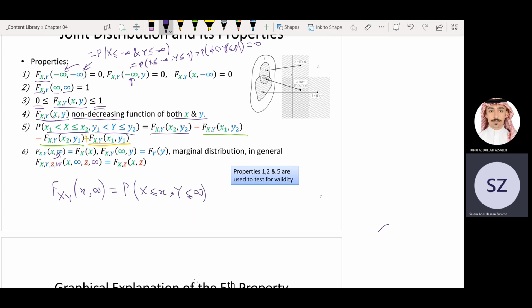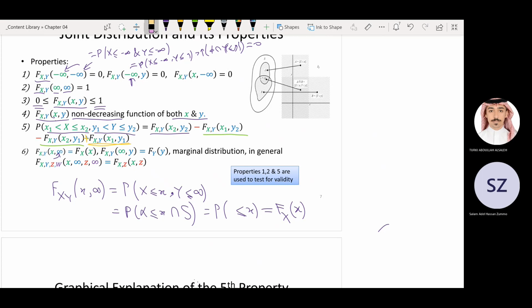How do we know that? This is as if you are saying the probability of x less than or equal x intersect what? The sample space. I know that, because y is less than or equal infinity. This is the sample space. So if this event intersects with the sample space, it is the probability of x less than or equal x, which is the CDF of x at x. Clear guys? We did it here.